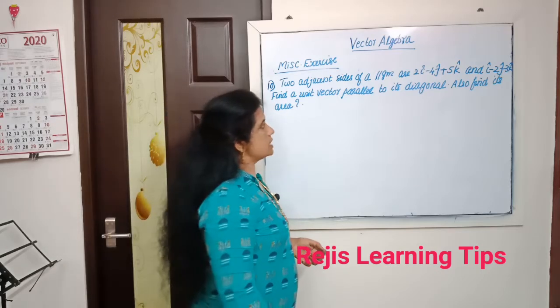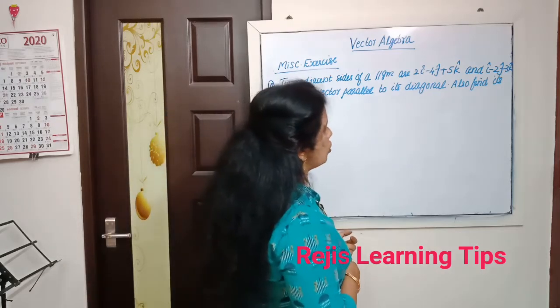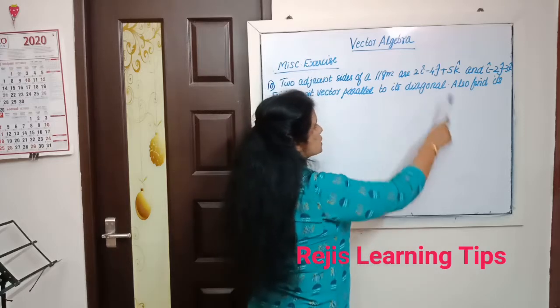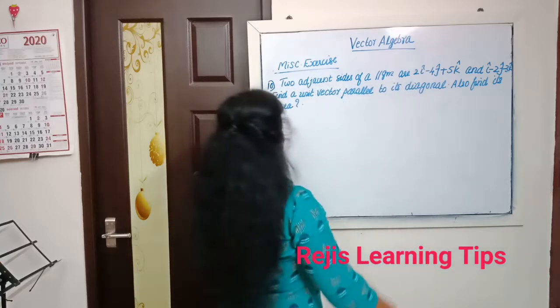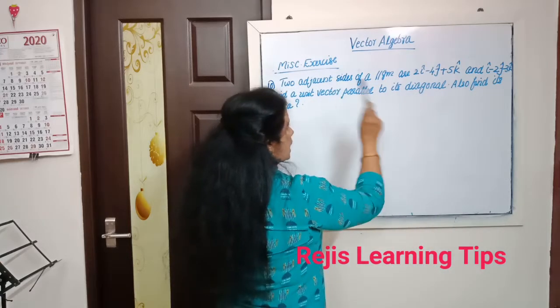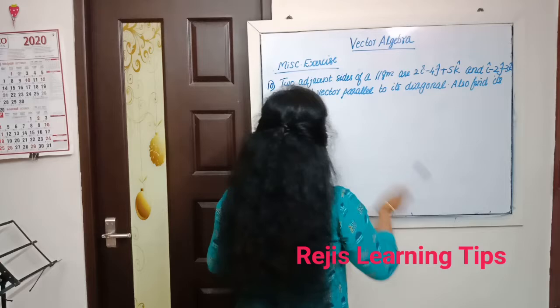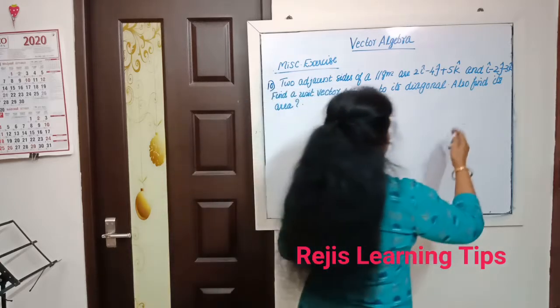10th question. Two adjacent sides of a parallelogram are 2i cap minus 4j cap plus 5k cap and i cap minus 2j cap minus 3k cap. Find a unit vector parallel to its diagonal. Also find its area.